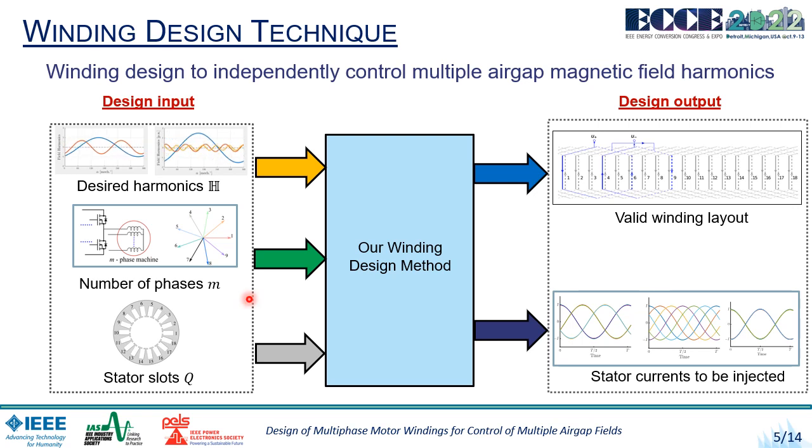The winding design technique that we have developed allows independently controlling multiple air gap magnetic field harmonics. The inputs to the winding design method are the set of desired harmonics, that is, what pole pair fields we would want to create, the number of phases that we would like to have in our machine, and the number of stator slots. The output of our winding design method is a valid winding layout that satisfies all the symmetry conditions, and stator currents that need to be injected to create the desired harmonic fields.